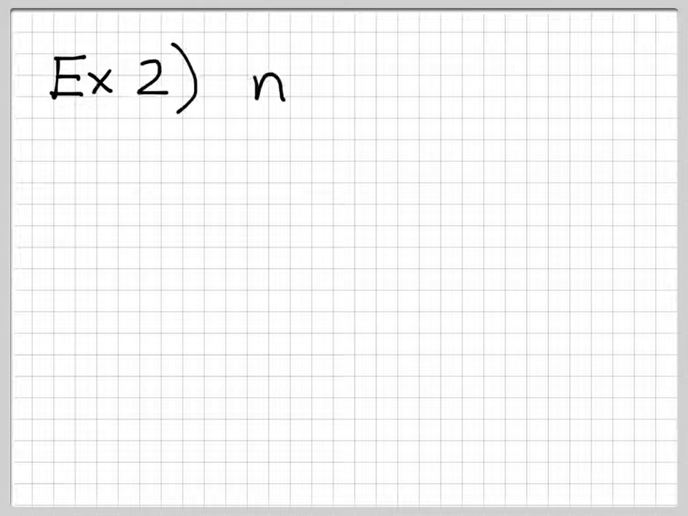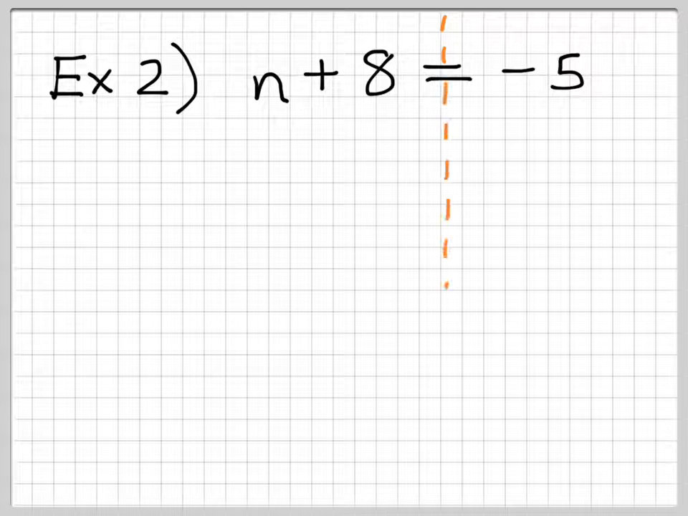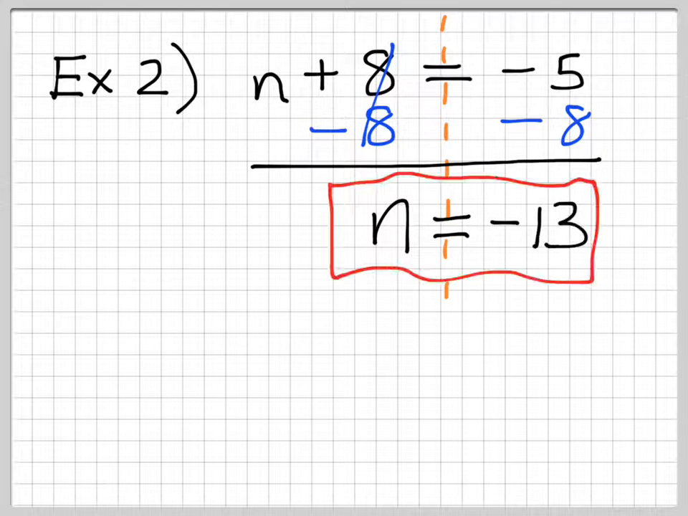Okay, example 2. N plus 8 equals negative 5. I draw my imaginary line through the middle of my equation, which always goes through the equal sign. I want to get N alone. So you'll notice the opposite of adding 8 is subtracting 8. If I do it on the left side of that orange line, then I have to do it on the right side of that orange line. On the left side, the negative 8 and the positive 8 cancel each other out, and I'm left with just N. And on the right side, negative 5 minus 8 is negative 13. And there's my answer. My goal is reached. N is all by itself on the left-hand side.